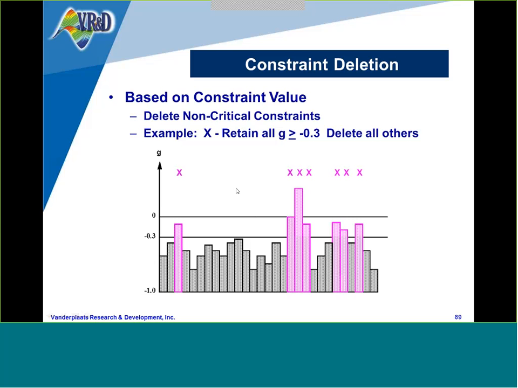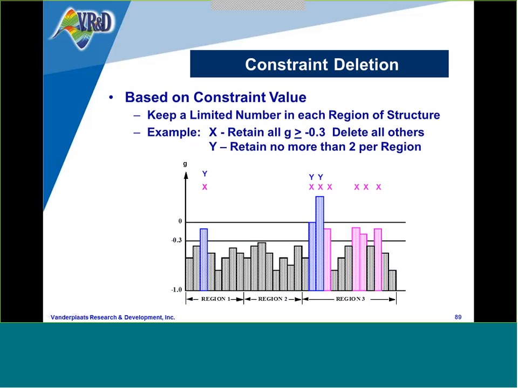Also, since we have very refined finite element models, a lot of these constraints might be elements that are very close to each other. So all we have to do is just keep a few representative elements and delete those others. So here in this region, even though a lot of constraints are near active, we may only retain the two most critical.